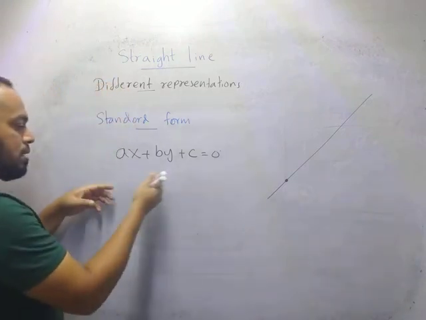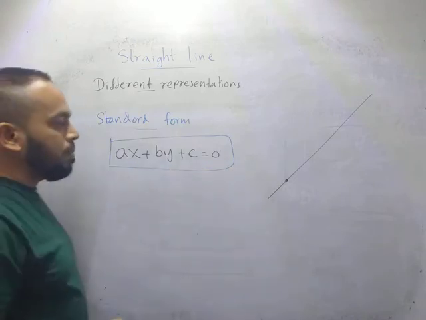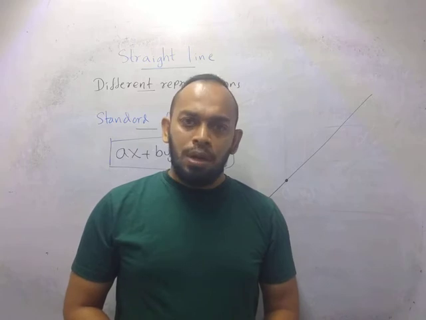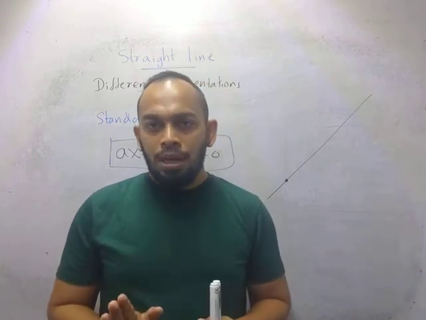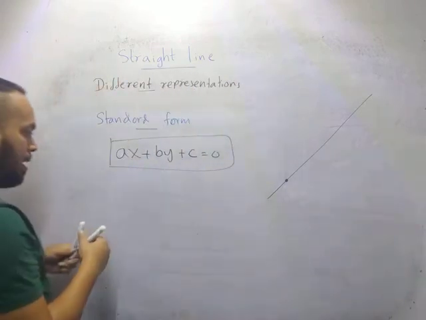So this representation, very important, ax plus by plus c equals 0. It is the standard form of a straight line. There are O level y equals mx plus c, right? So how do you obtain the gradient?